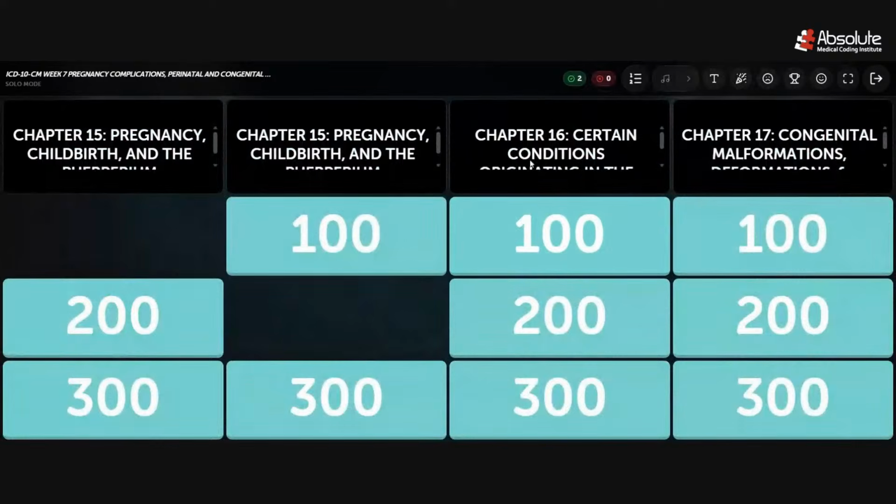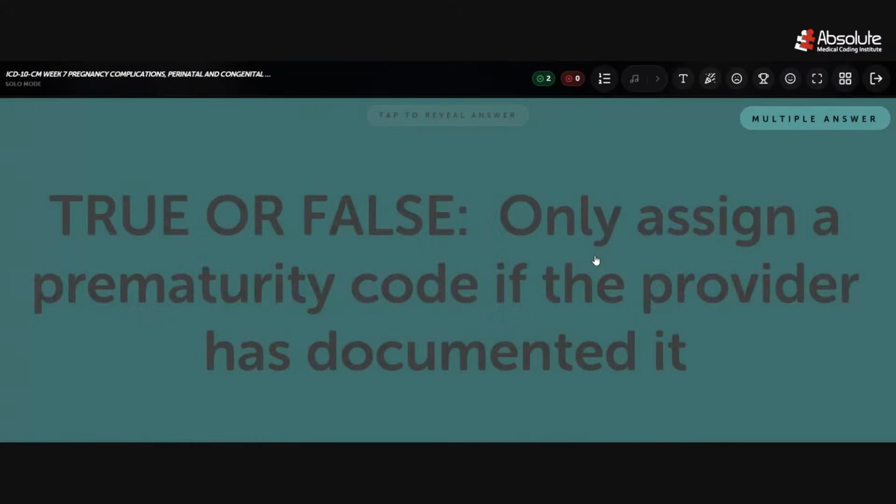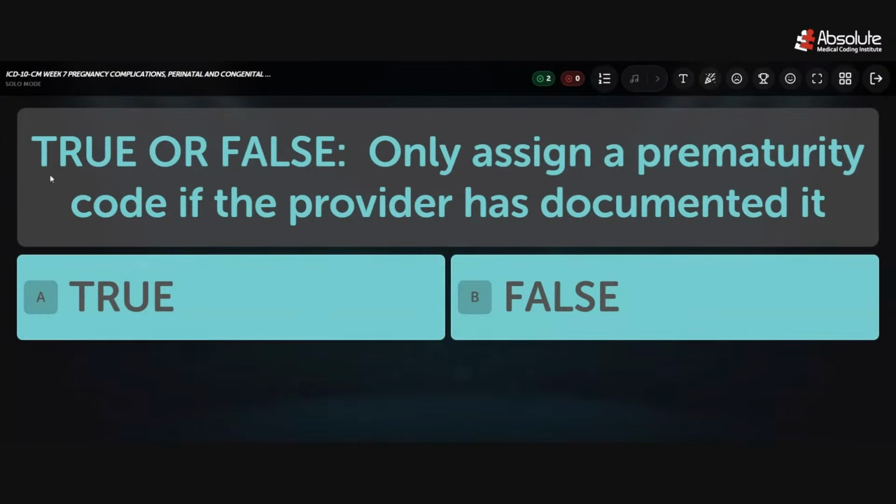All right, now we're going to move to our chapter 16, conditions originating in the perinatal period. Let's move back up to 100. Okay, true or false? Only assign a prematurity code if the provider has documented it. True or false?